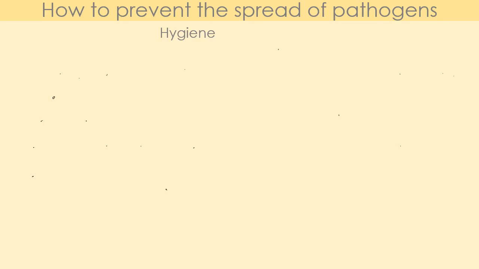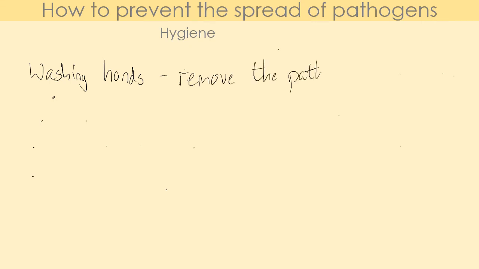Another way to stop the spread of pathogens is with hygiene. The most important part is washing our hands. By washing hands, we remove the pathogens. Through removing the pathogens, we can no longer pass it on to another person through direct contact.